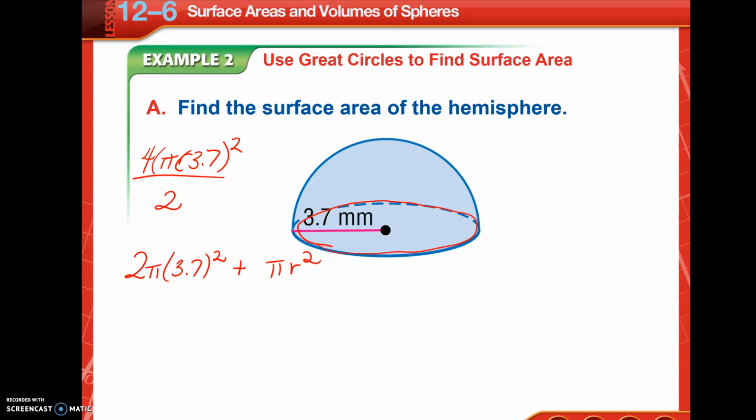So 2 times pi times 3.7 squared is 86.02, and then pi times 3.7 squared is 43.01, and so when I add those two together, I get 129.03 millimeters squared.